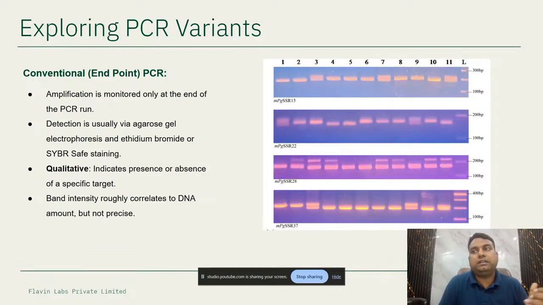Whatever we have discussed, that cycle PCR, that 3-step PCR, that denaturation, annealing and extension, and then hold, that is called conventional PCR. Amplification is monitored only at the end. You can only see whatever product is formed at the end of PCR after visualization using agarose gel electrophoresis with EtBr or SYBR Safe staining. You cannot determine what happened in between. You just get the last result. So it is qualitative PCR.